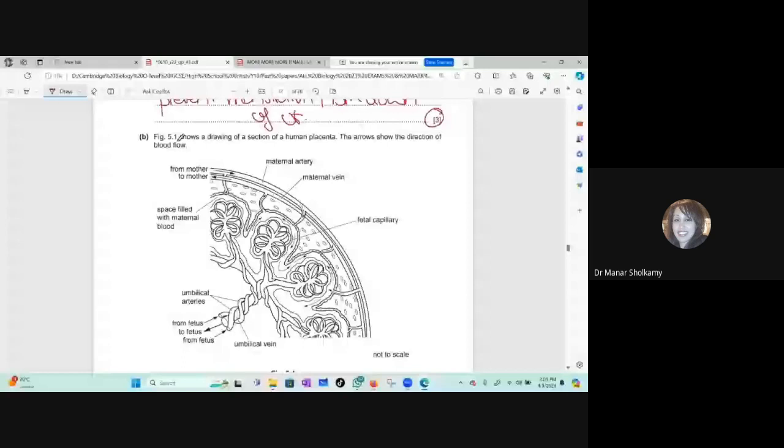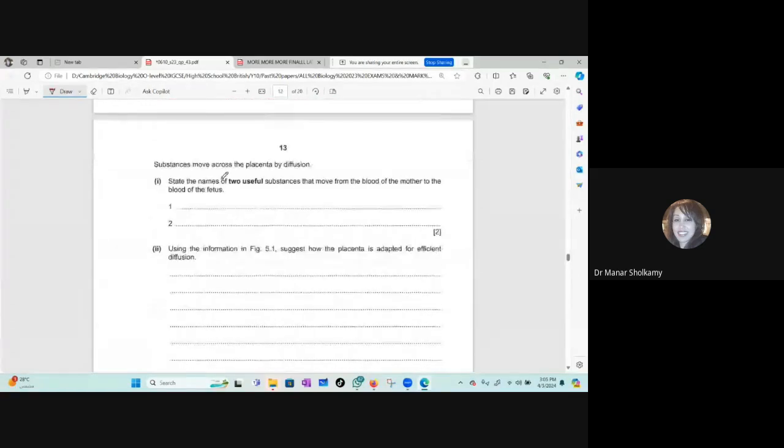Good, excellent. Okay. Now this is figure 5.1. It shows the drawing of a section through a human placenta. The arrows show the direction of blood flow. So this is the placenta, the meeting point between the blood of the mother and the blood of the child. Substances move across the placenta by diffusion. State the names of substances that move from the mother to the baby. What are 2 useful substances? Oxygen and glucose. Very easy question.